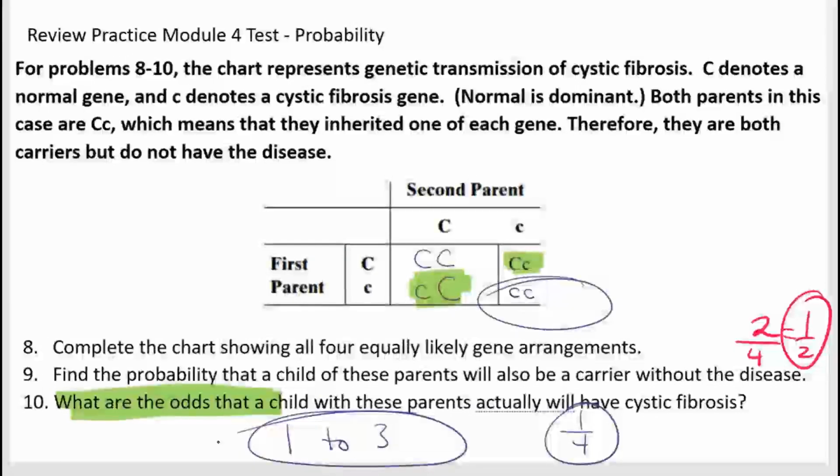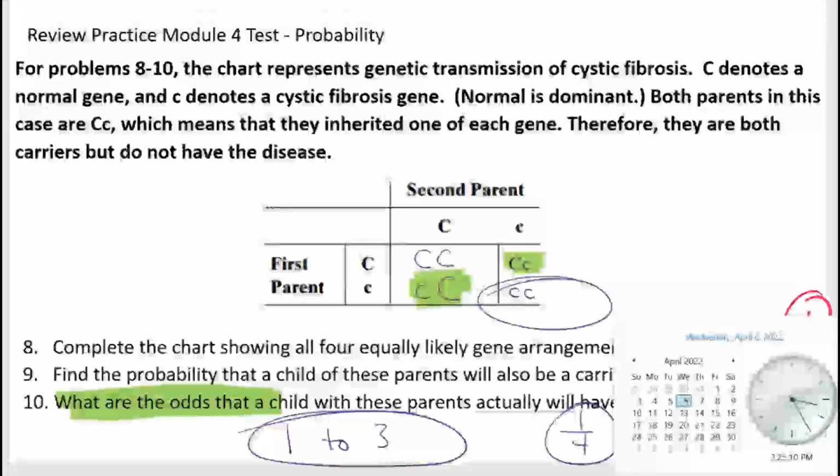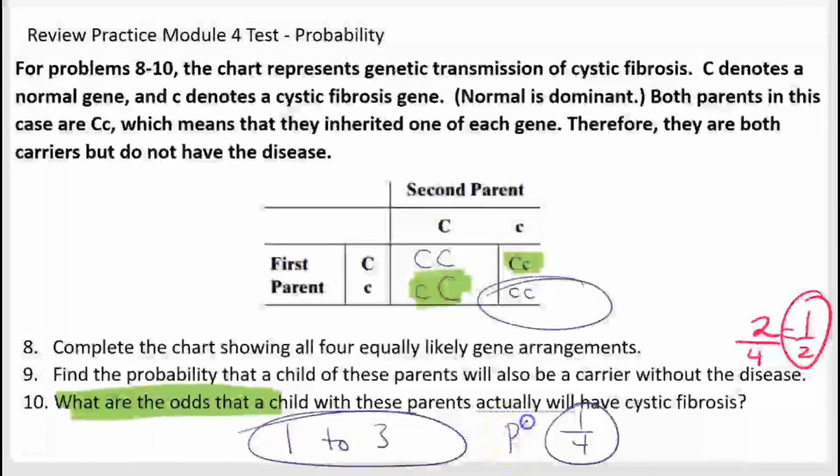We got to read the directions. Does it ask for probability or does it ask for odds? This one asks for odds. So this is the probability over here. Probability of cc is 1/4, but this is the odds, and that's what I was supposed to answer.